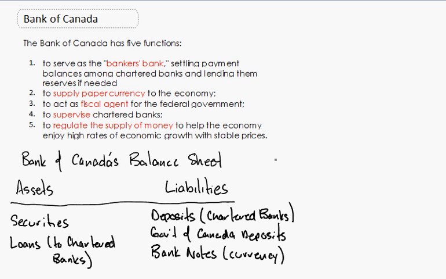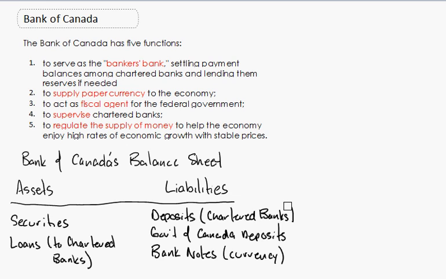So just as we did with the chartered banks, we can look at the Bank of Canada's balance sheet. On the asset side, it will have securities. These are government securities that it will own and hold. And then it also has loans. A chartered bank can go in and take a loan from the Bank of Canada just as we can go into the bank and do that. So it shows up as an asset.